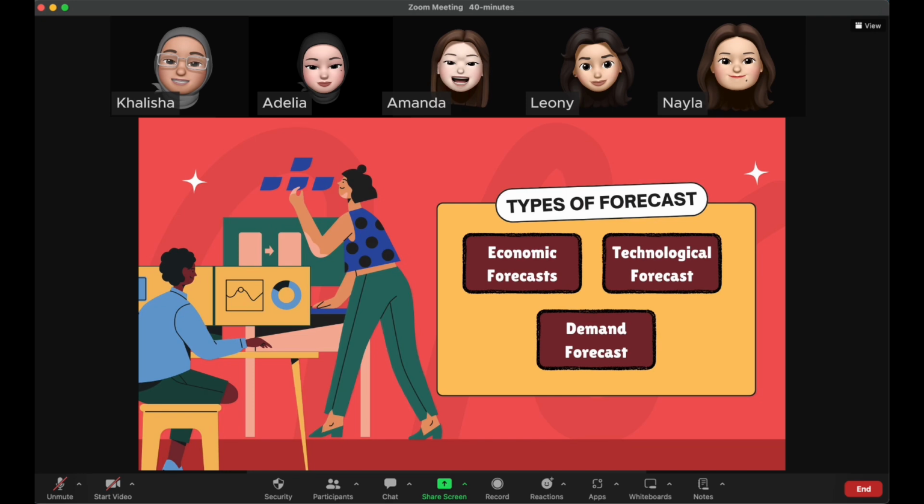So back to forecasting. Did you know that there are different types of forecasts? Yes, there are economic forecasts, which address the cycle in business, like inflation rate, money supply, etc. There is technological forecast, which predicts the rate of development in technology and development in new products, and also demand forecast, which has the purpose of predicting sales of products and services. Yes, that is very much correct.